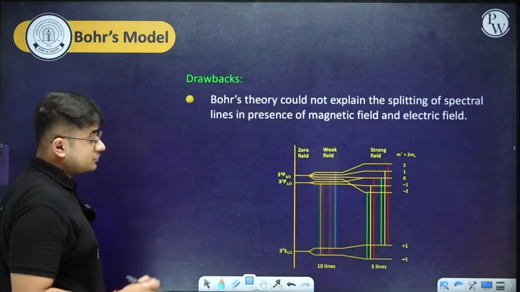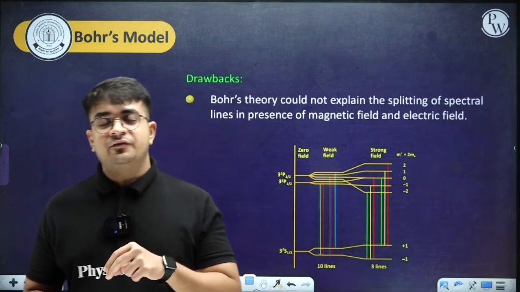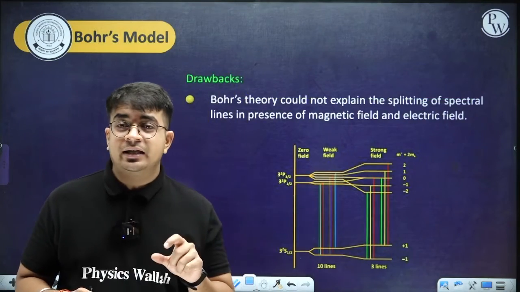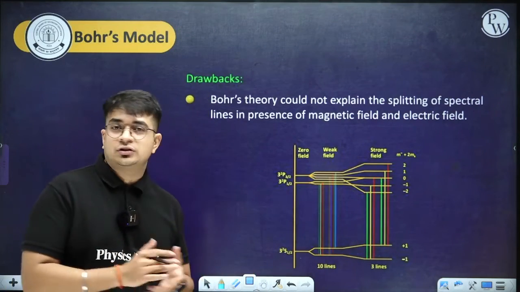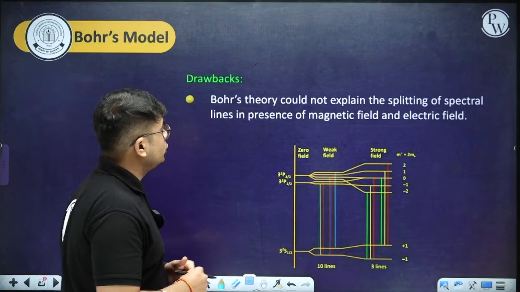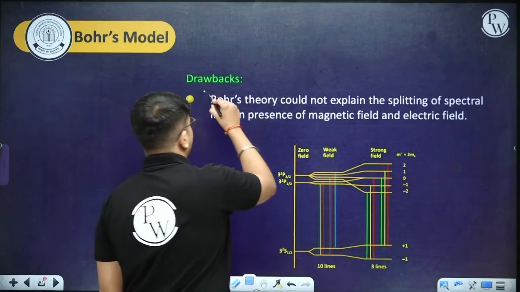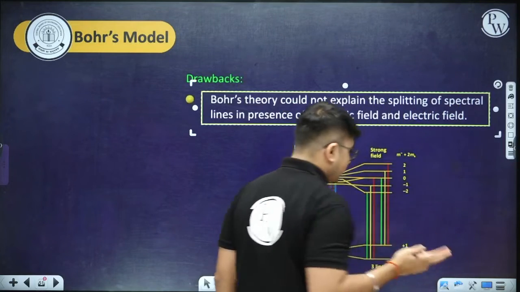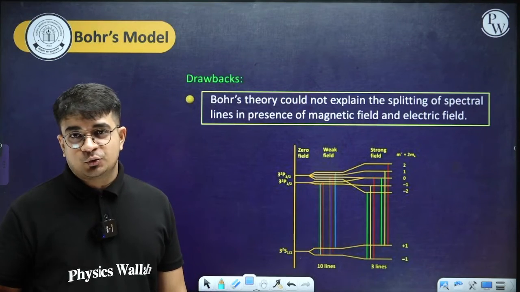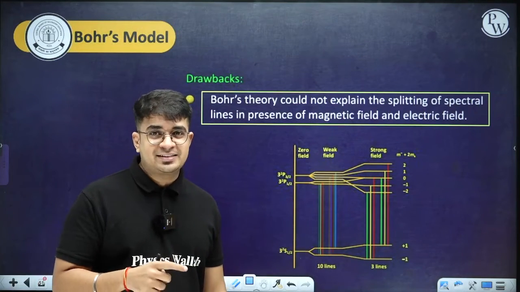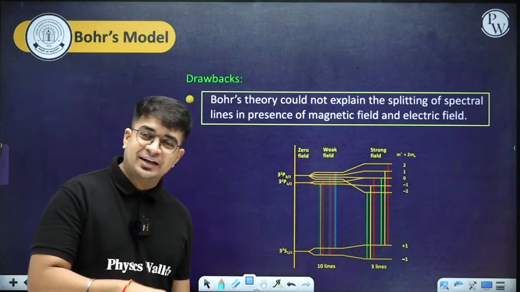And one more thing which is very, very important: whenever you are applying electric field as well as magnetic field, whatever spectral lines you are getting, these spectral lines actually split into other lines, and this phenomenon was unknown at that time. So basically Bohr's theory could not explain the splitting of spectral lines in presence of magnetic as well as electric field. So there are two effects. First one is Stark effect, and next one is Zeeman effect. So that corresponds to the splitting of spectral lines into different other lines in presence of electric as well as magnetic field.